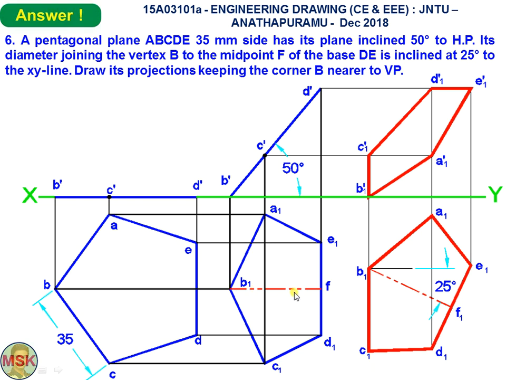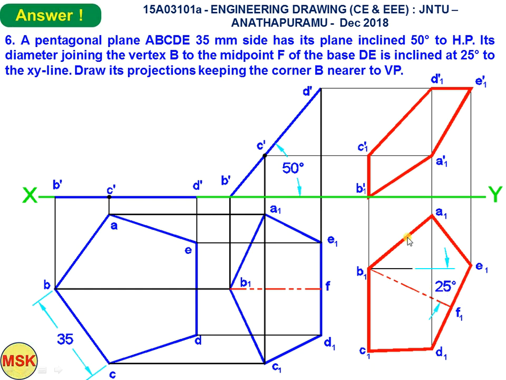It should be inclined at 25 degrees to the XY line. Now it is parallel to XY. You have to tilt this line, and tilt the plane also, such that B1F is inclined at an angle of 25 degrees. To attain this, draw a 25 degree line first. On it mark B1F1. With respect to this, complete the third and final top view.